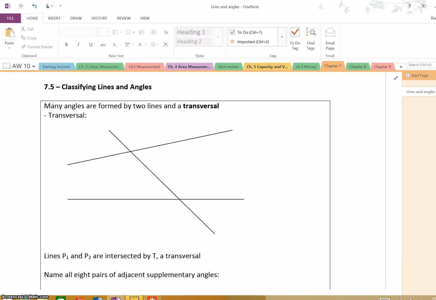Okay, hope 7.1 and 7.2 have gone all right for you. We're going to skip 7.3 and 7.4. We're going to go right to section 7.5 here, and it's classifying lines and angles.